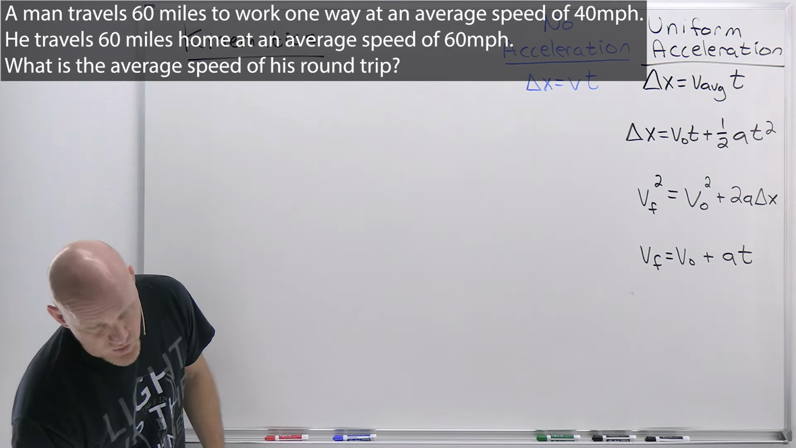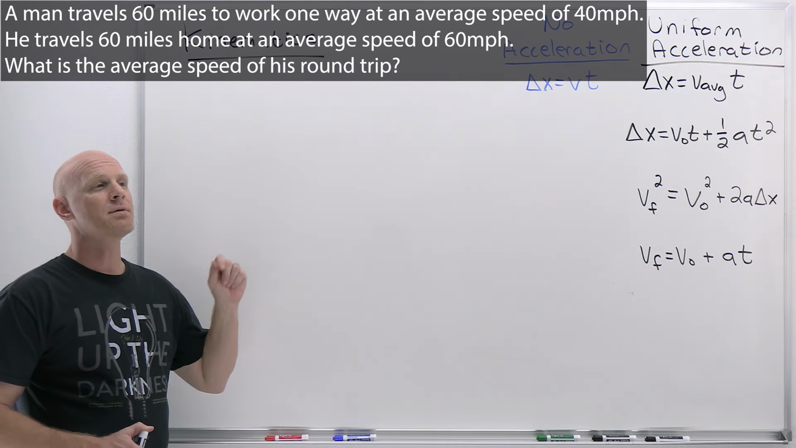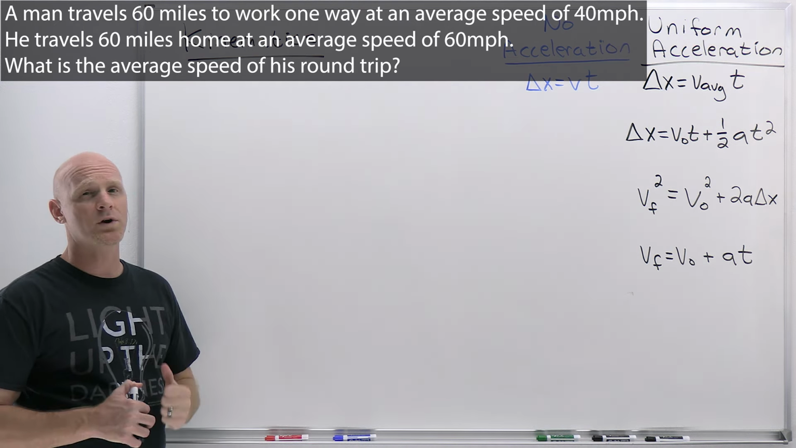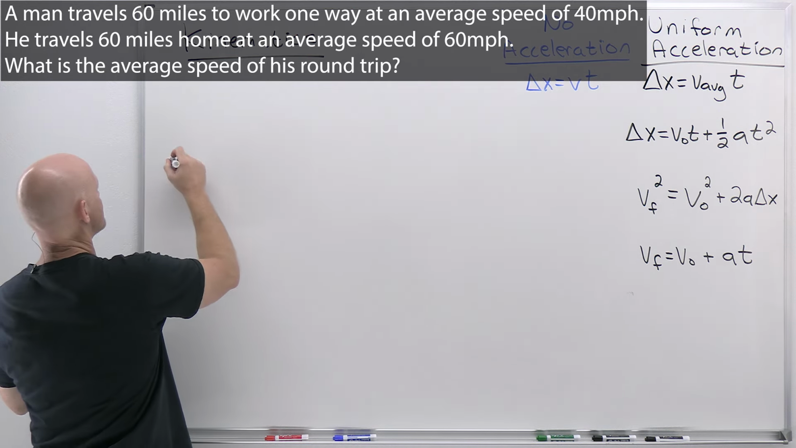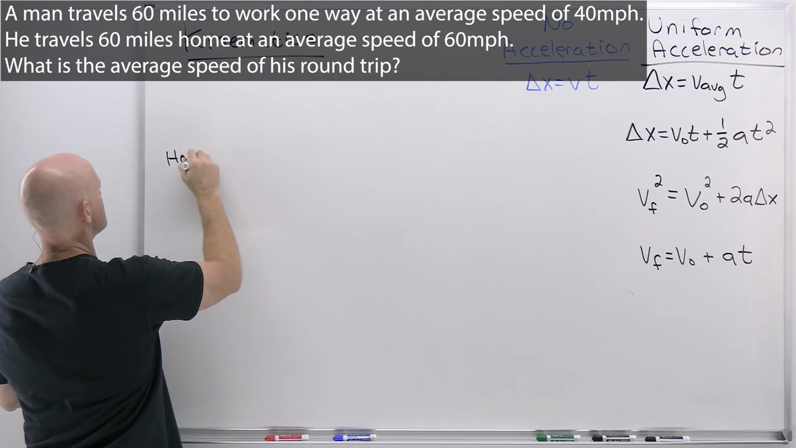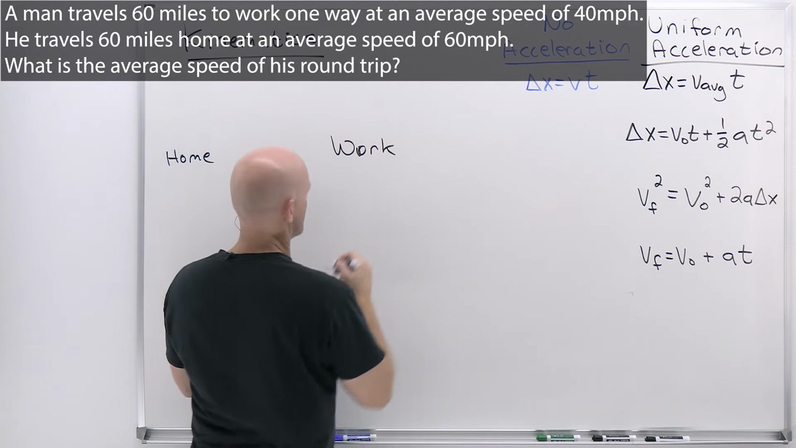This makes a great multiple choice question on a test because they can put that 50 miles per hour as definitely one of the answer choices, and you might be tempted to just pick it without even trying to work the problem out. But it's not going to work out to be 50, as we'll see. So let's see if we can map this out a little bit. So we've got home, and over here we've got work.